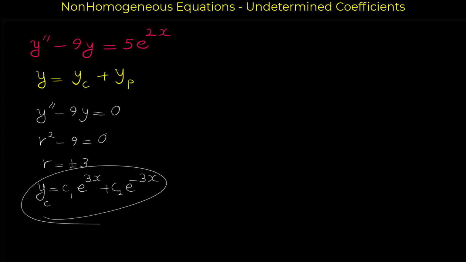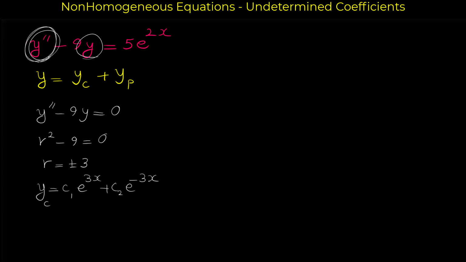After we find the complementary solution, now we want to find the particular solution. Because on the right side of this equation we have an exponential function in the form of e to the 2x, we can guess that the only function whose second derivative minus 9 times the same function can be equal to e to the 2x is e to the 2x, because you cannot find any other function except e to the 2x whose derivative or second derivative is equal to e to the 2x.